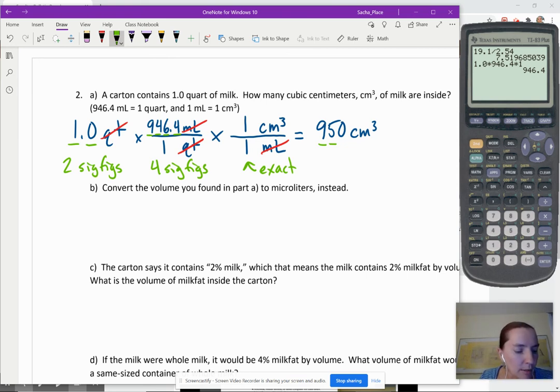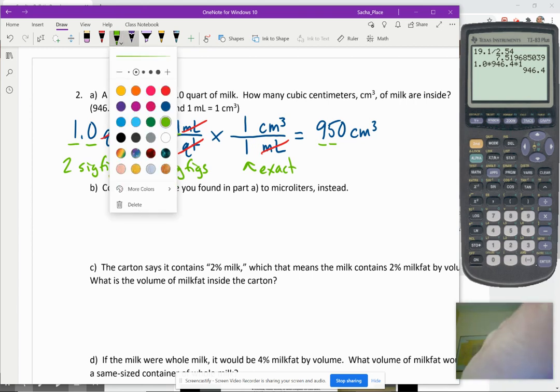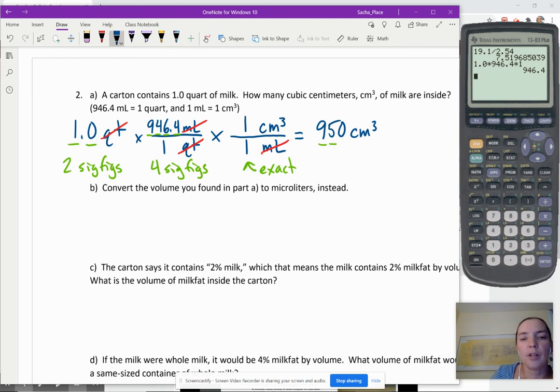Okay, so again, pause this. You may want to try the next one on your own. This one is more complicated because you have to convert all the way to microliters. So it says convert the volume you found in A to microliters.